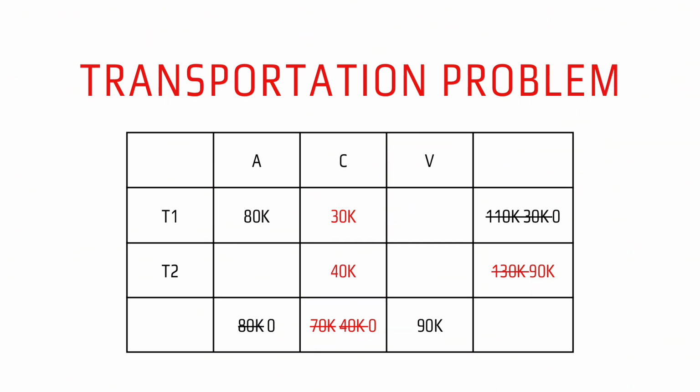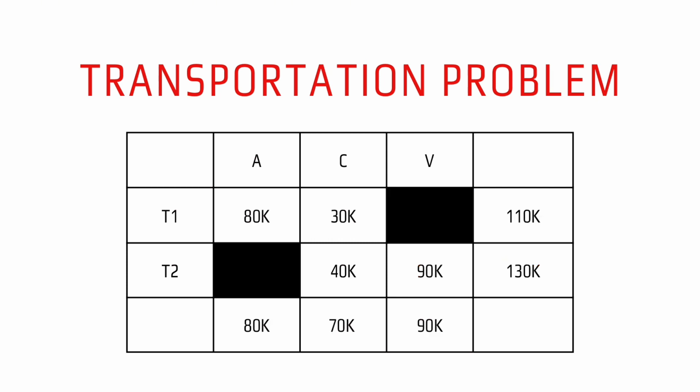Since the supply from Tower 1 is already exhausted, we move on to Tower 2. Get the minimum, or what is left, in this case, 90,000, and subtract 90,000 from the supply and the demand. Now, we have our first transportation assignment matrix.